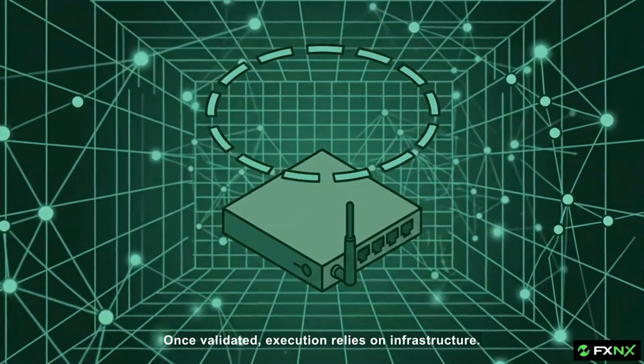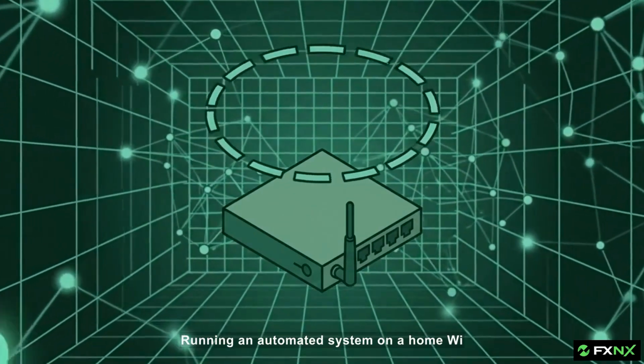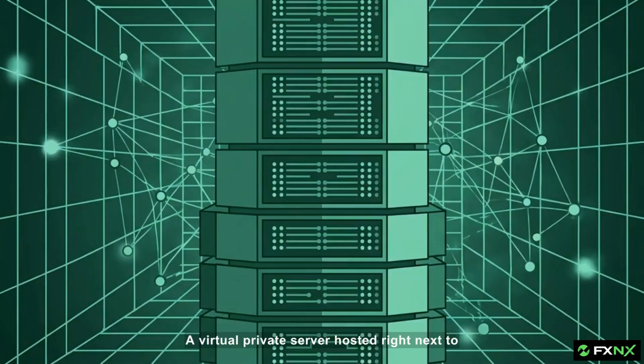Once validated, execution relies on infrastructure. Running an automated system on a home Wi-Fi network exposes you to latency and slippage. A virtual private server, hosted right next to your broker's servers, provides the 24/7 stability and single-digit millisecond execution required.